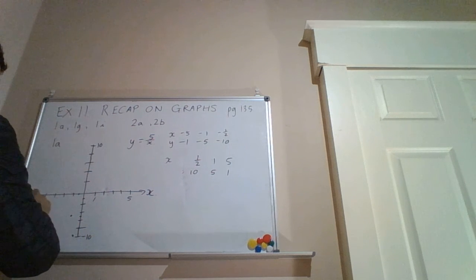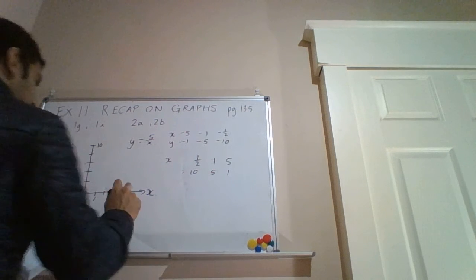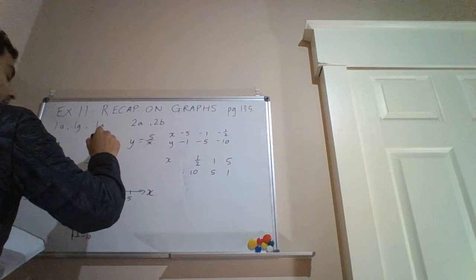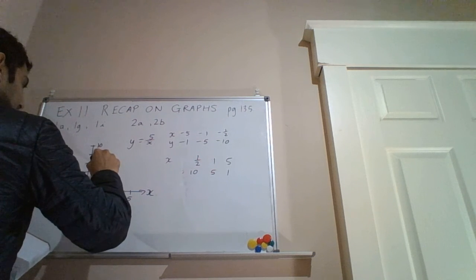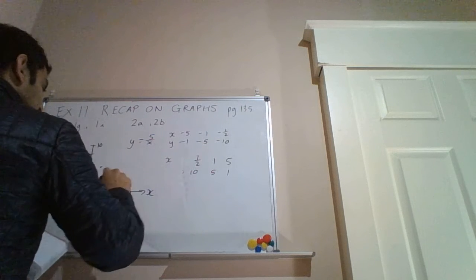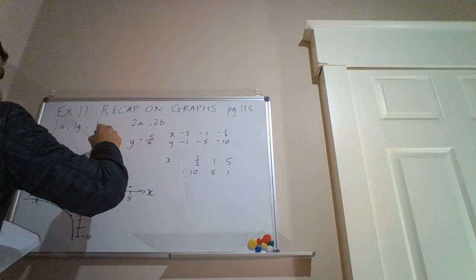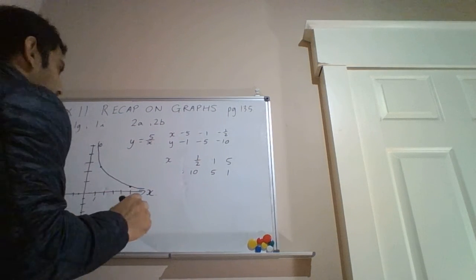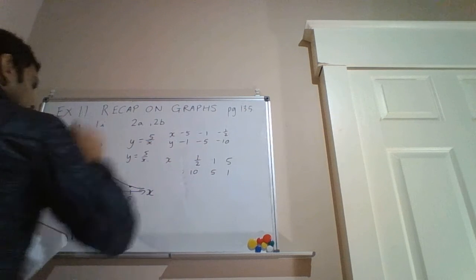Okay, so that should be good enough for our lower branch, and our upper branch will be mirrored. So we'll get a half and 10, 1 and 5, 5 and 1. Okay, so it would go like this. Okay, now we need the other graph, y equals 5 over x.